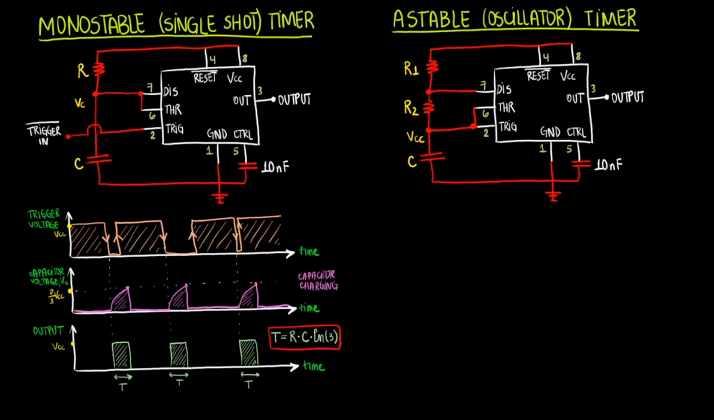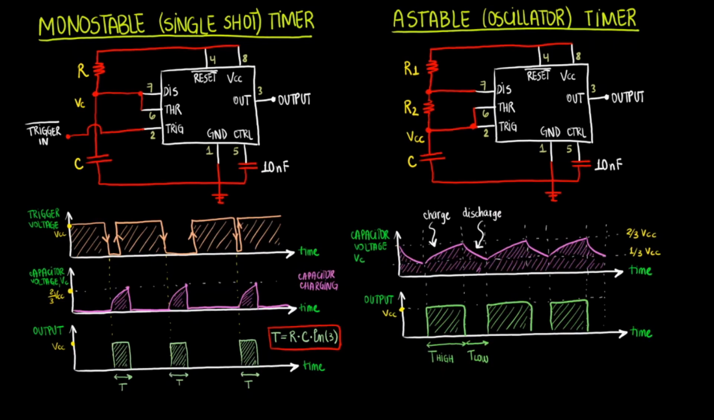Since the astable timer produces a square wave, we can now calculate the period of high output and the period of low output, that is T high and T low. T high will be R1 plus R2 times C times the natural log of 2, where C is the capacitance, and T low will be R2 times C, the capacitance, times the natural log of 2.